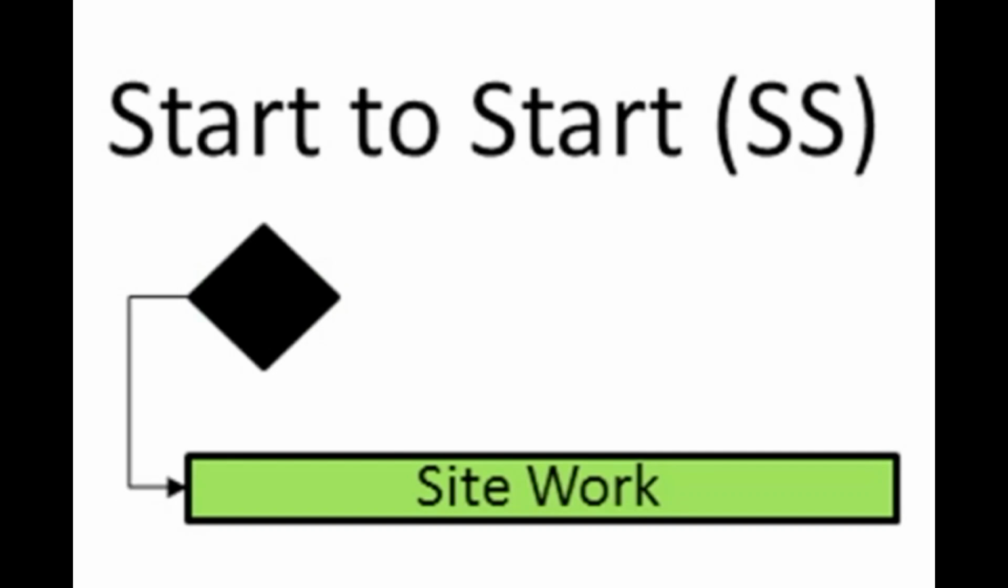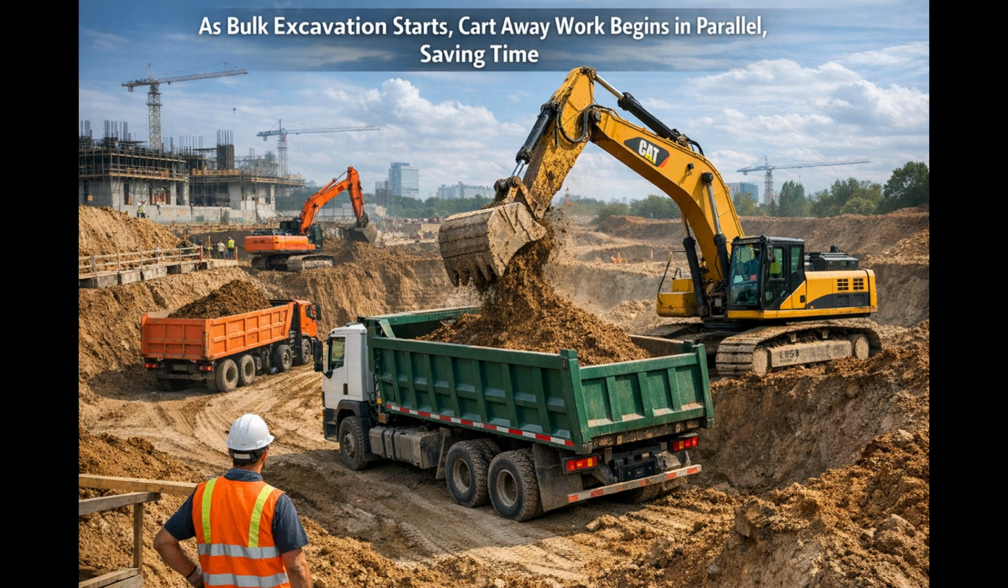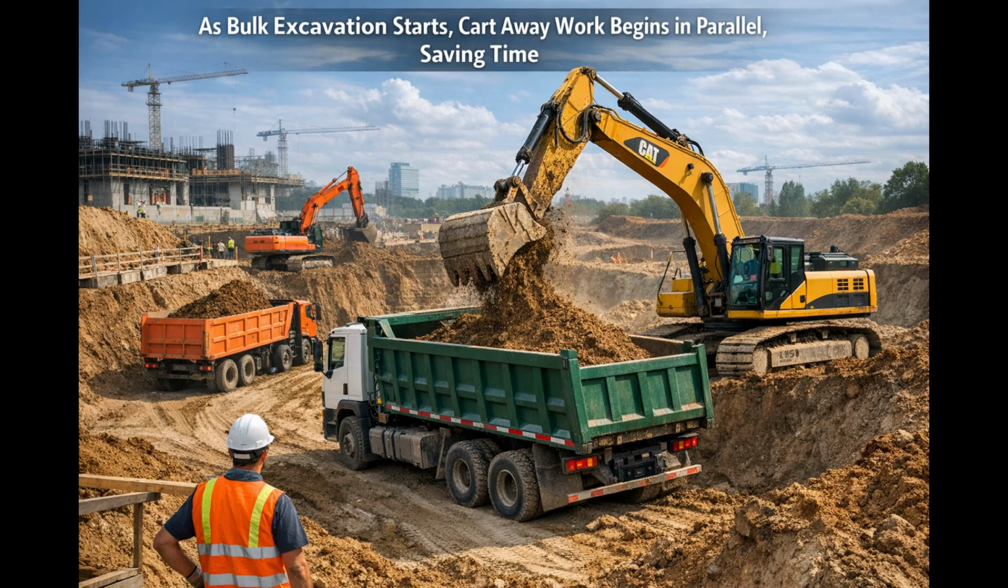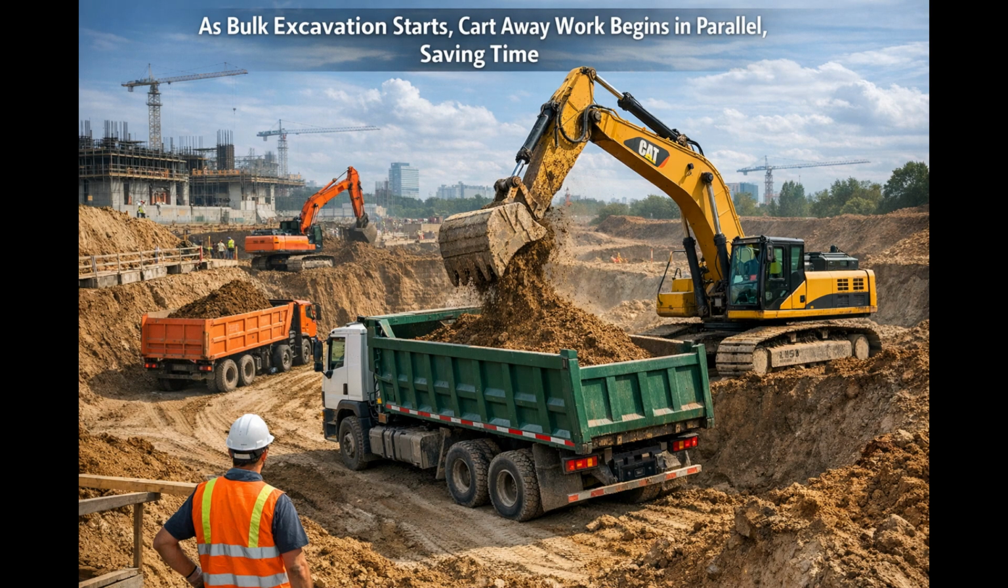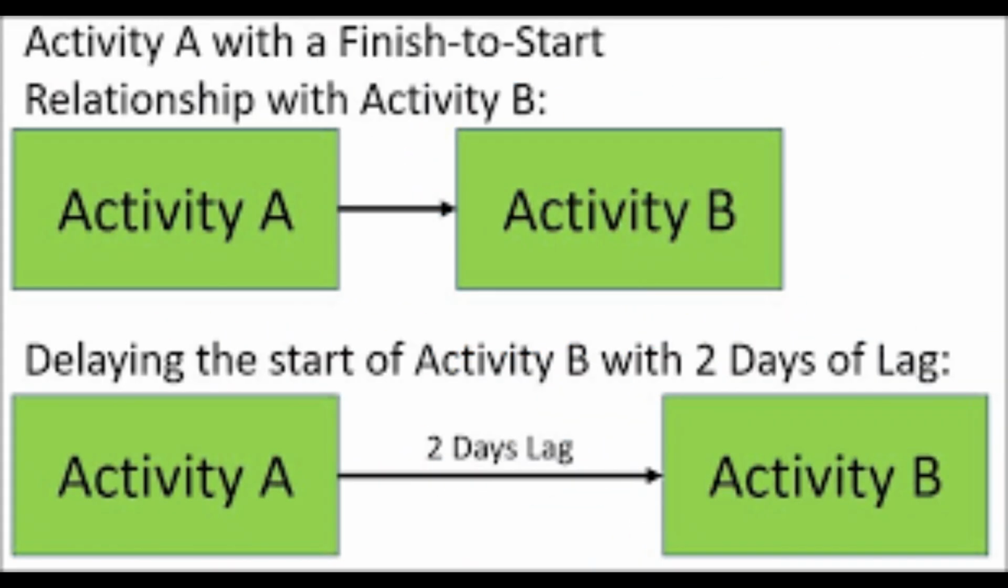The second one is start to start, for fast tracking. This means activity B only needs activity A to start before it can begin itself. For example, on a construction site, as soon as bulk excavation starts, we can immediately begin the cartaway, or soil removal work, in parallel. This helps save time. We use this when we want activities to overlap. However, do not forget to add a lag if you want activity B to start a few days after activity A begins.